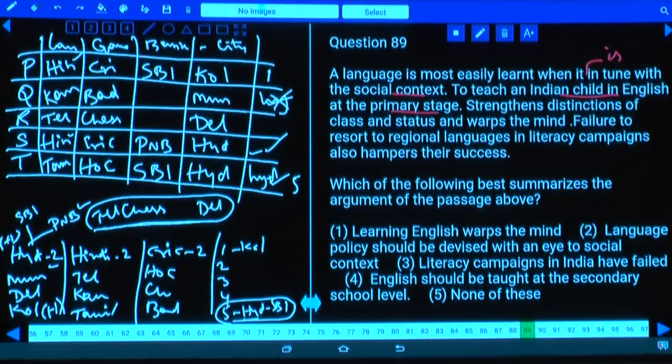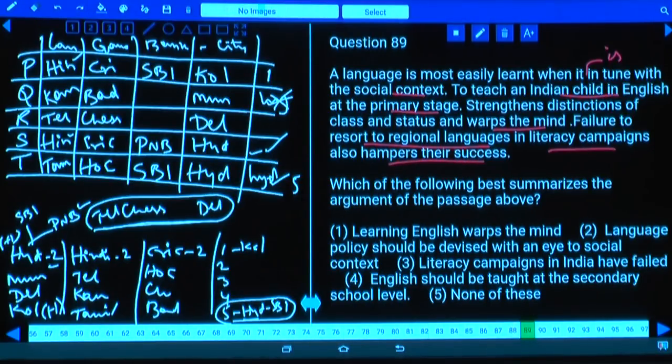It strengthens distinctions of class and status and wraps up the mind. Failure to resort to regional languages in literacy campaigns also hampers their success. Clear? What are the reasons here?